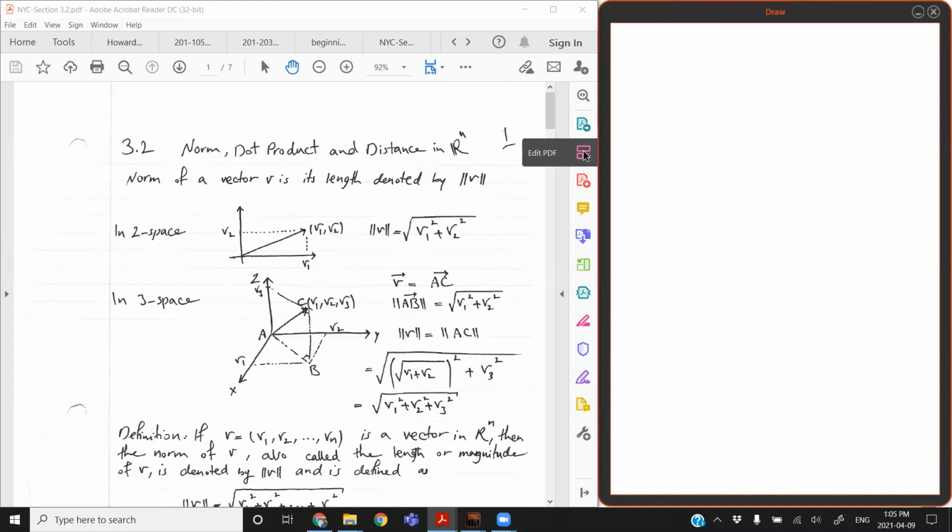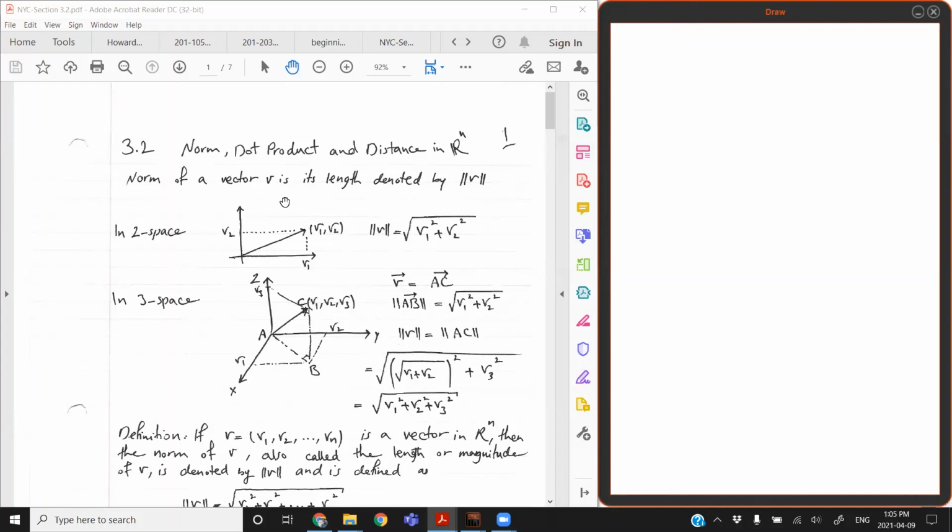And dot product is an operation which is defined between two vectors. We can multiply two vectors using this operation. And distance, you have a pretty clear idea about distance of 2 points in, for example, R2 or R3, because you can visualize them. But we can also define distance in Rn. So this is pretty much the topic of this section: norm, dot product, and distance in Rn.